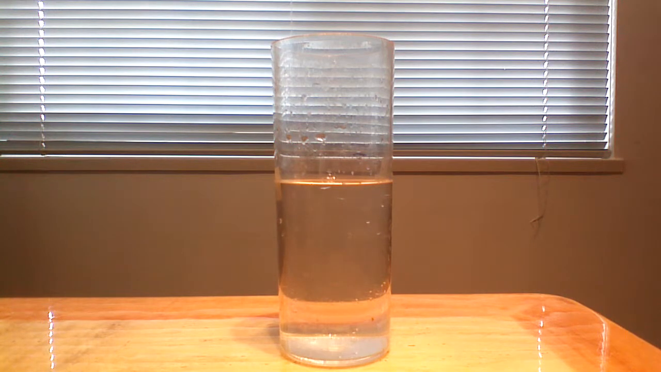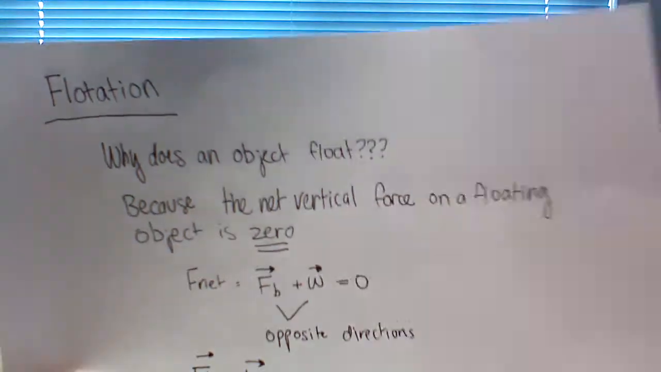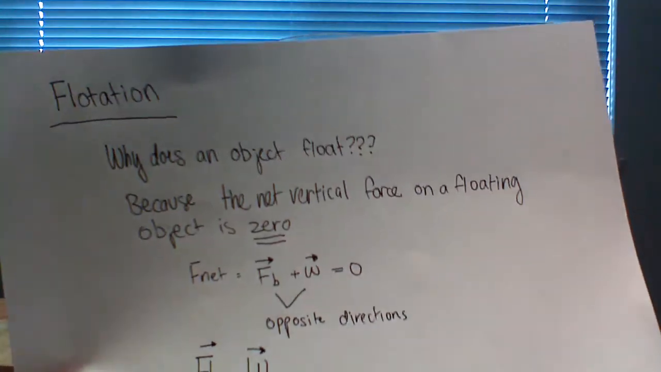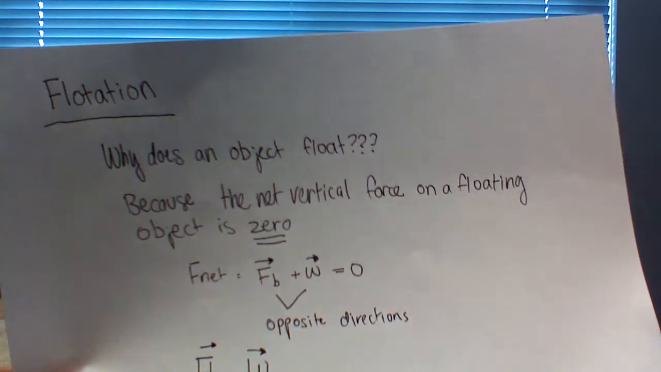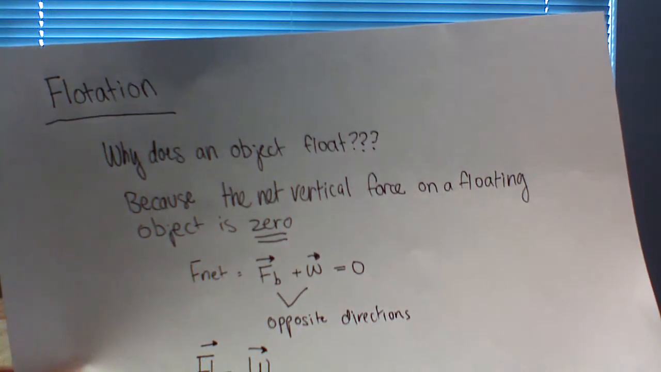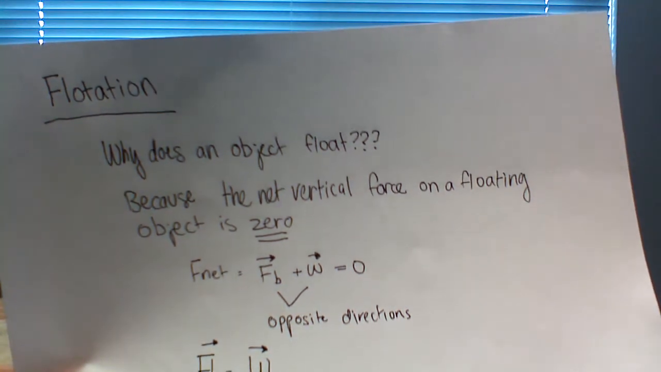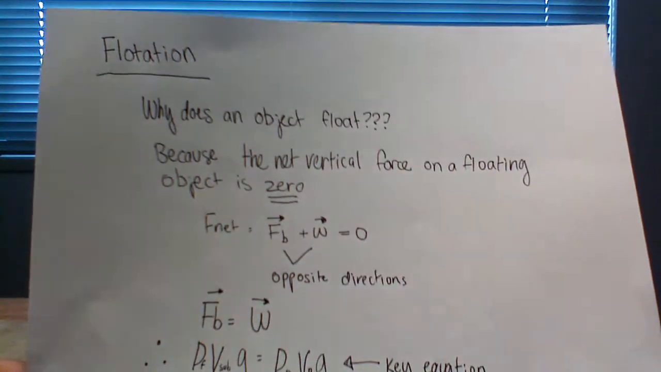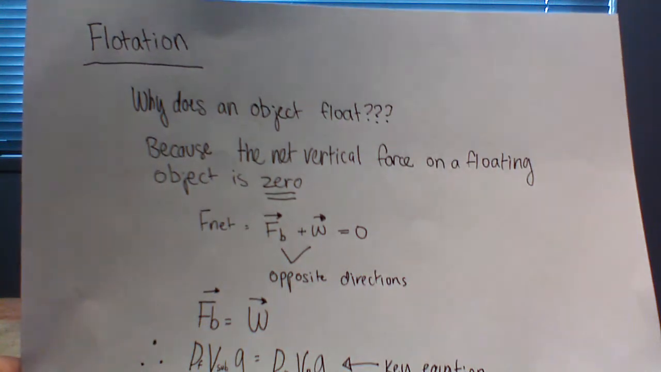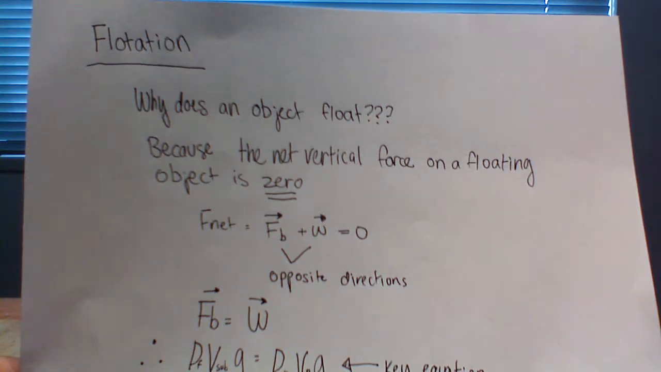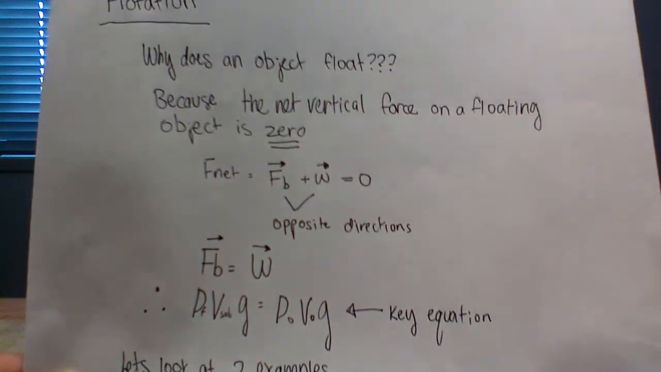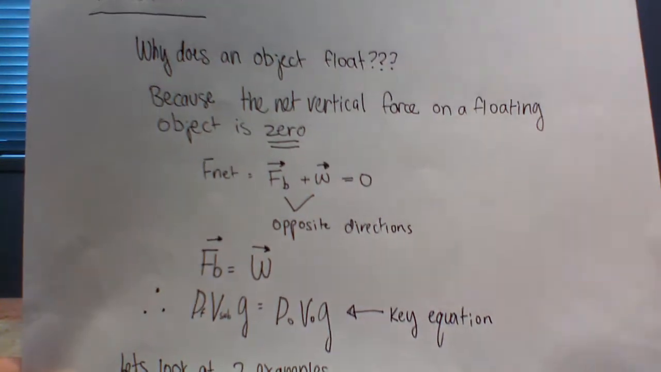Next, we'll be talking about flotation. Why does an object float? Because the net vertical force on a floating object is zero. With that said, we can say that the net force is equal to the force of buoyancy added to the weight of the object, and it should be equal to zero. Since the force of buoyancy and the weight of the object act in opposite directions, we can say that the force of buoyancy is equal to the weight of the object.